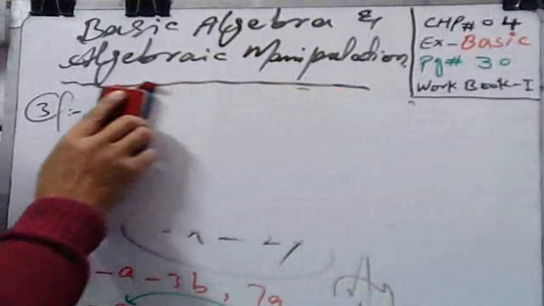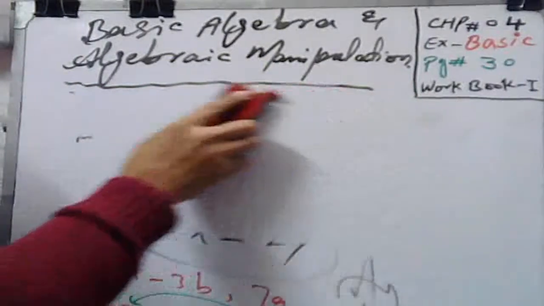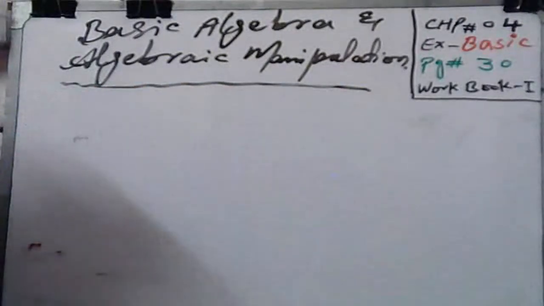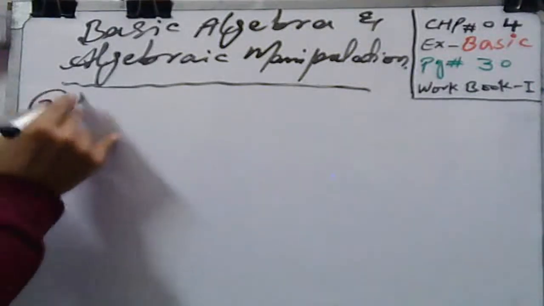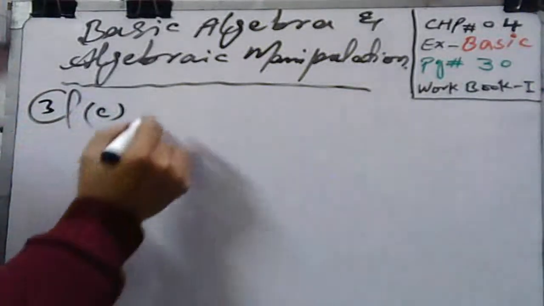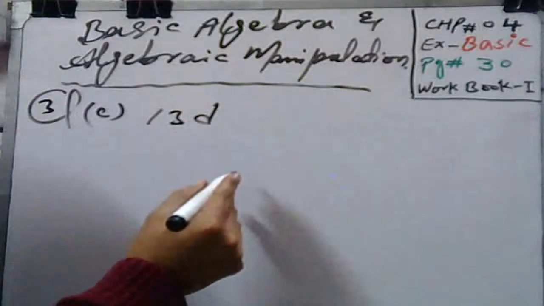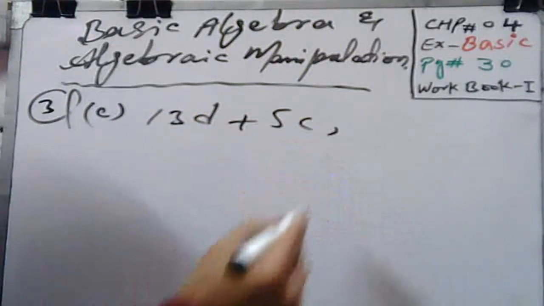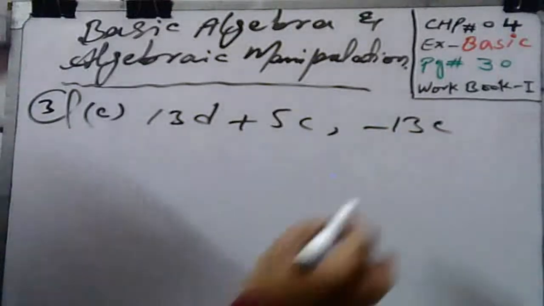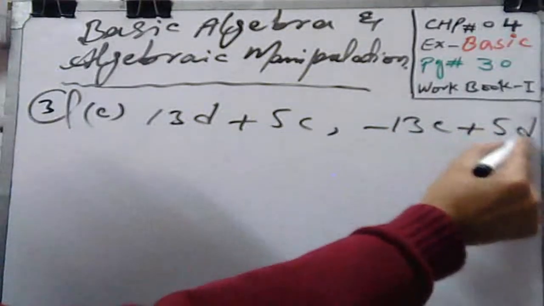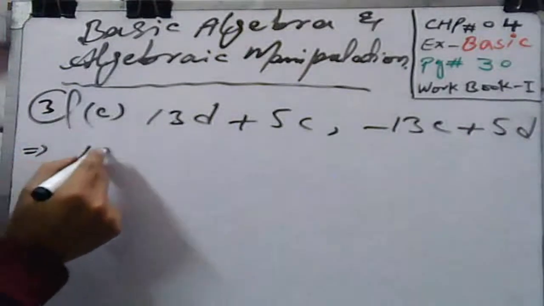Similarly in C part, in C part 13d plus 5c comma minus 13c plus 5d.